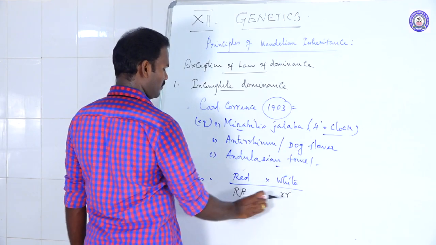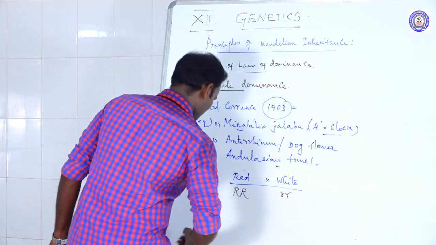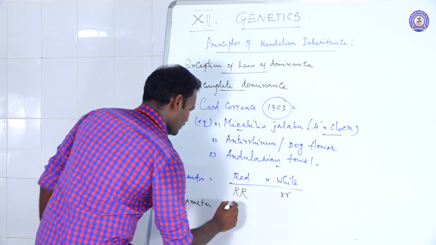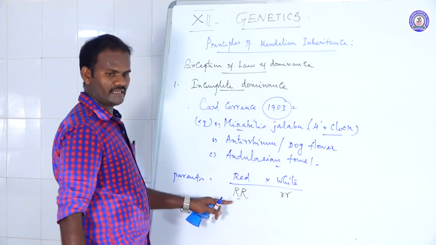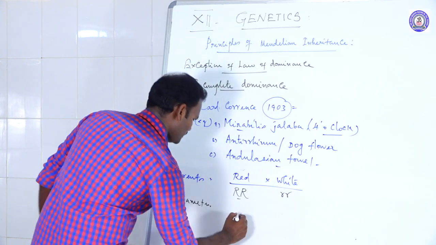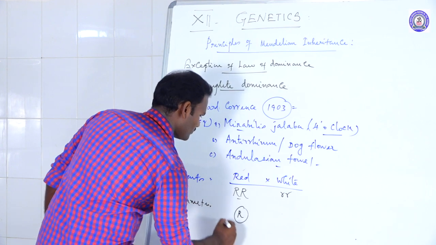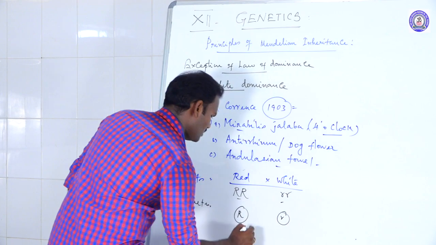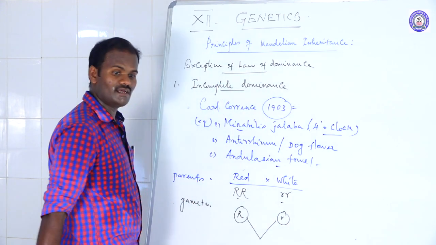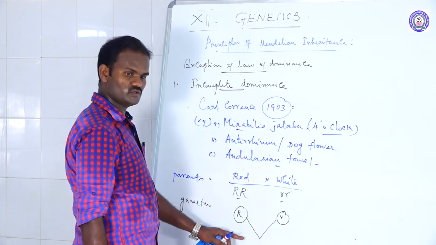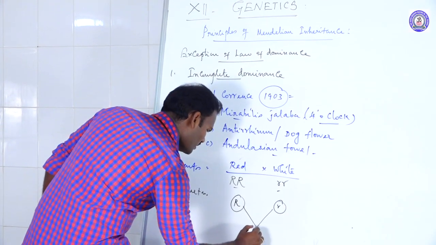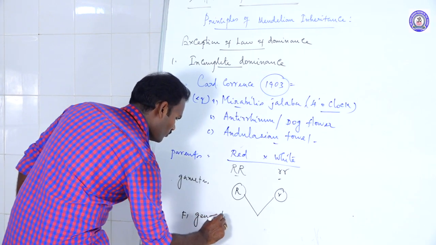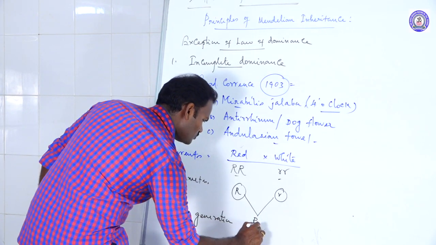Each character is controlled by a pair of alleles, a pair of factors. At the time of gamete formation, since it is homozygous, there is only one possibility. Here capital R, and even if they take the two alleles, the result is the same. Here also small r. Male and female gametes are fused together by the process called fertilization to obtain the F1 generation: capital R, small r.